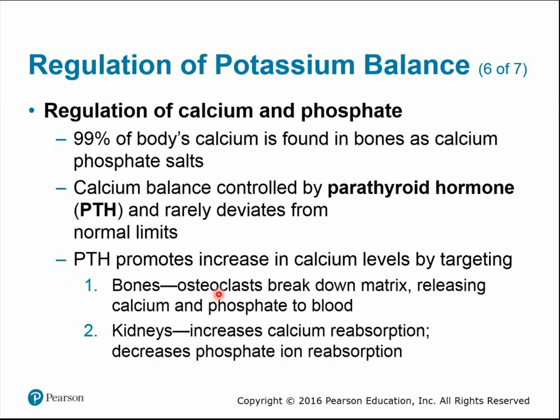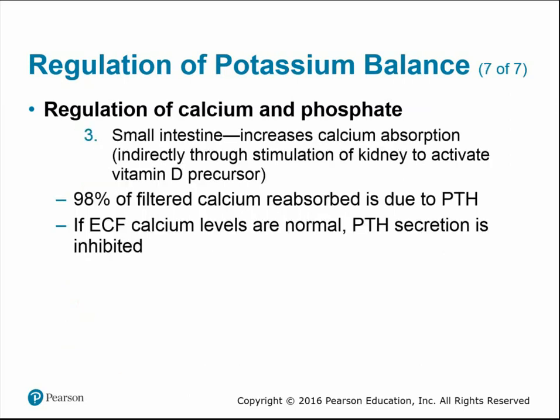Those osteoclasts, those breakdown cells, are going to break down the bone tissue and release that calcium and phosphate back to the blood. It can also stimulate the kidneys to reabsorb more calcium instead of letting it just pass through with the urine. And then finally, we can stimulate the small intestine to increase our calcium absorption. Generally 98% of the filtered calcium is reabsorbed due to that parathyroid hormone. As long as our calcium levels are normal, then parathyroid hormone secretion will be turned off.